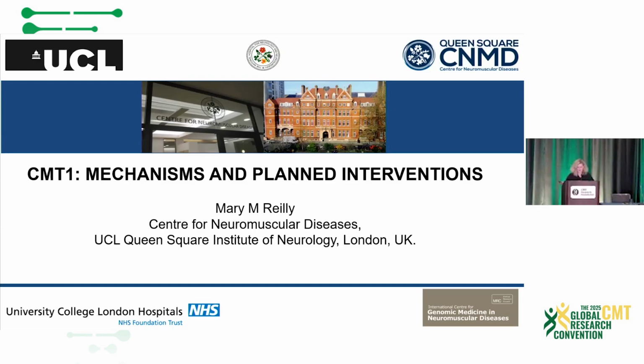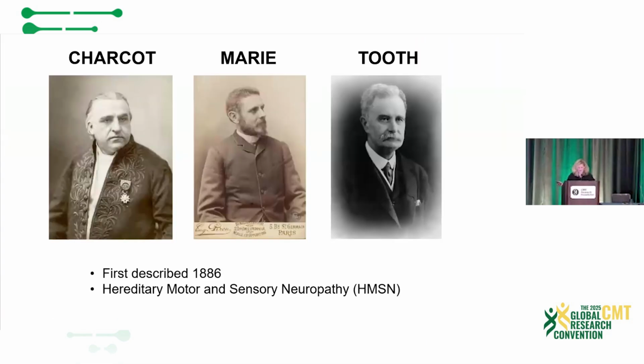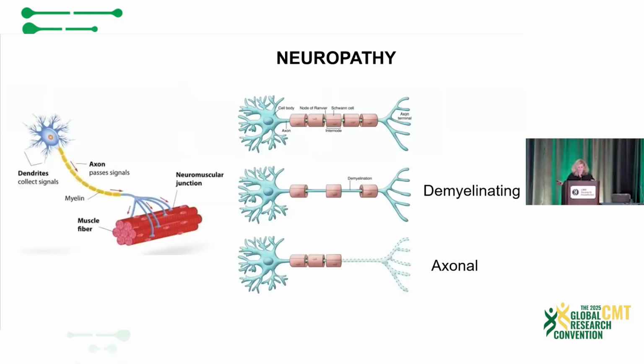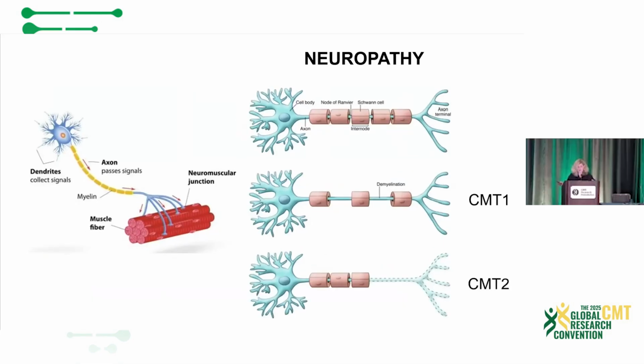Thank you very much. So for those of you that didn't meet me a few minutes ago, I'm going to continue where I left off on CMT1. As we said earlier, CMT stands for Charcot-Marie-Tooth disease, and the basic definition of the classification is that in some forms the problem starts in the myelin and it's called demyelinating. In some forms it starts in the axon, and it's called axonal. Traditionally, we call CMT1 when it's demyelinating and CMT2 when it's axonal.